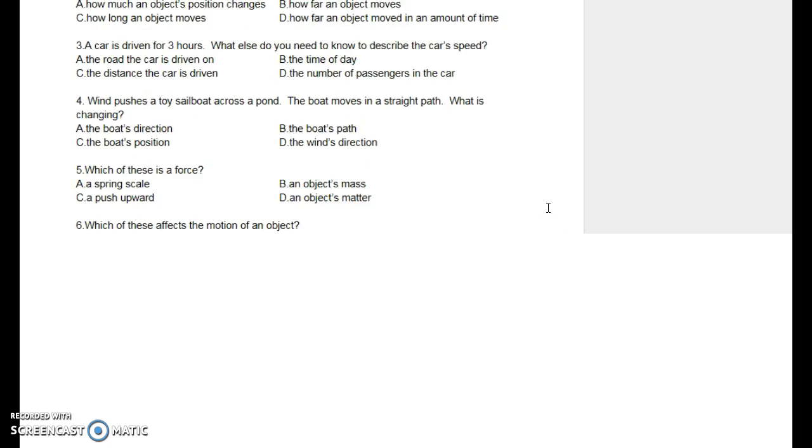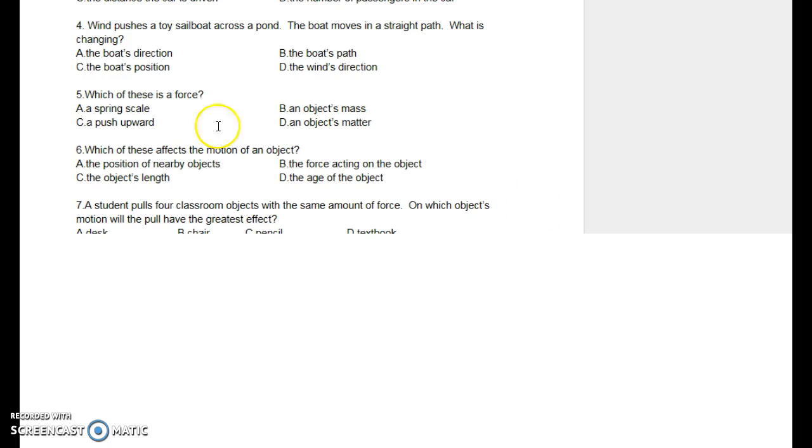Number 3. A car is driven for 3 hours. What else do you need to know to describe the car's speed? The road the car is driven on, the time of day, the distance the car is driven, the number of passengers in the car.